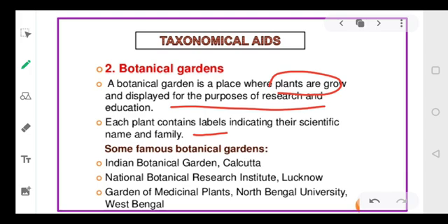Like, I have listed a few examples. The Indian Botanical Garden in Calcutta. So in Calcutta there is an Indian Botanical Garden, in Lucknow also, and in West Bengal also. A garden of medicinal plants, right? So this is your second tool, that is your botanical gardens.